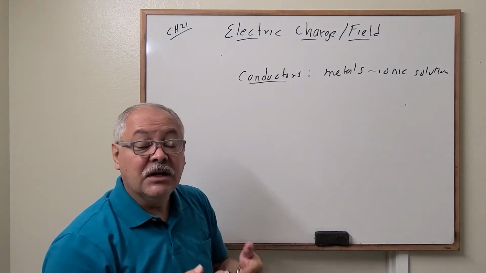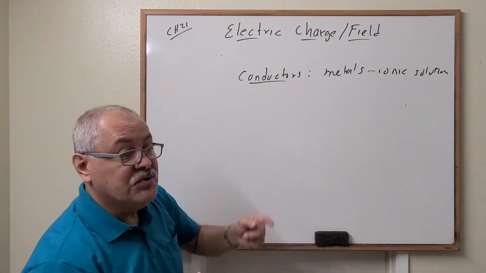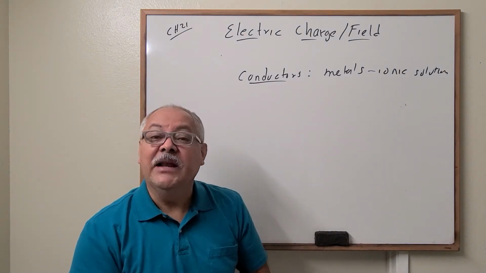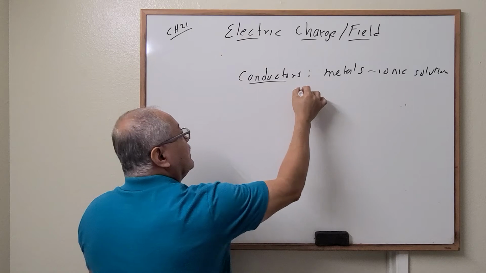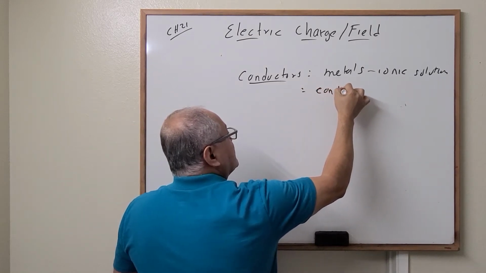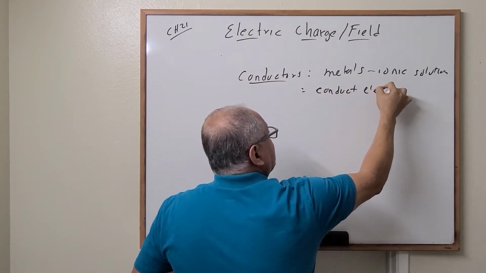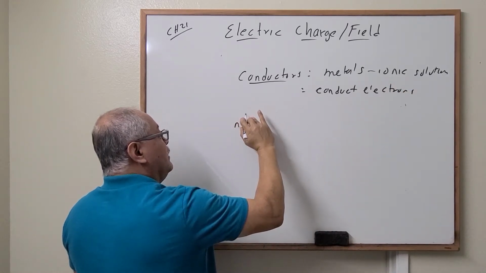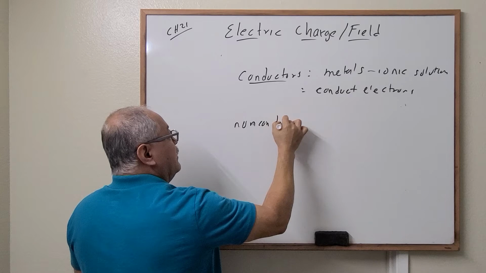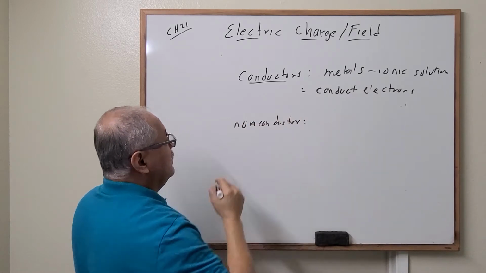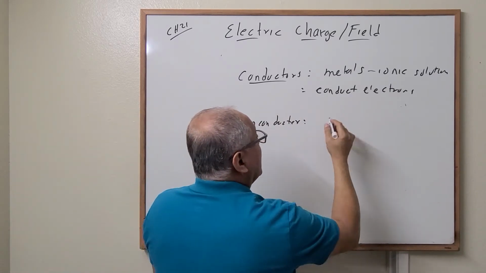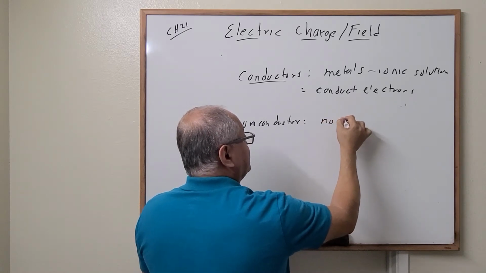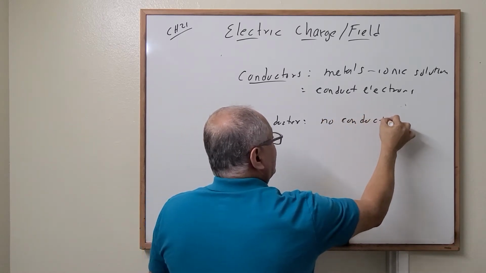And we have a non-conductor. It's the opposite. A non-conductor is a material or substance that doesn't conduct electrons. A conductor conducts electrons. A non-conductor does not conduct electrons.